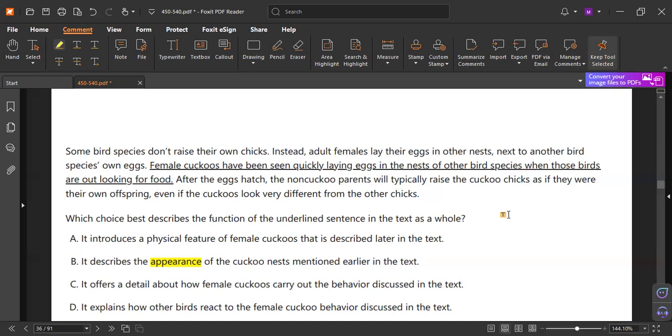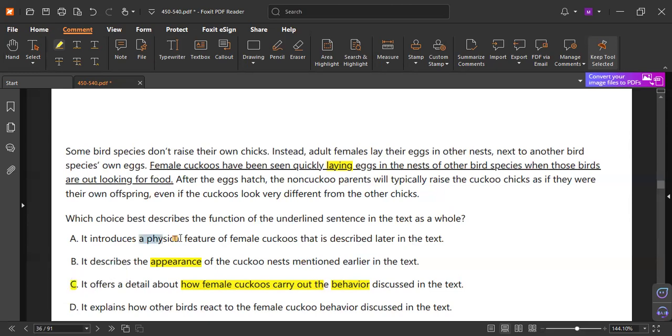Or it tells us about the behavior, how the female carries out behavior. So it is discussed in the text how the female have been quickly laying eggs in the nest of other bird species when those birds are looking out for food. What is the conduct and behavior they do? Yes, so letter C.